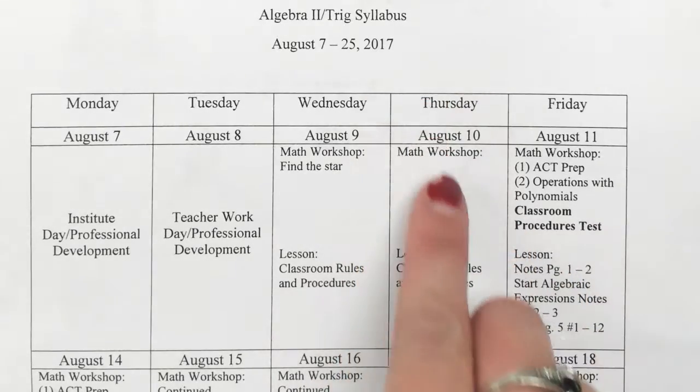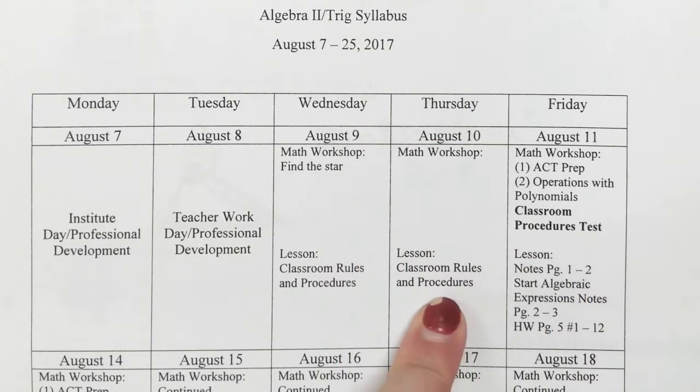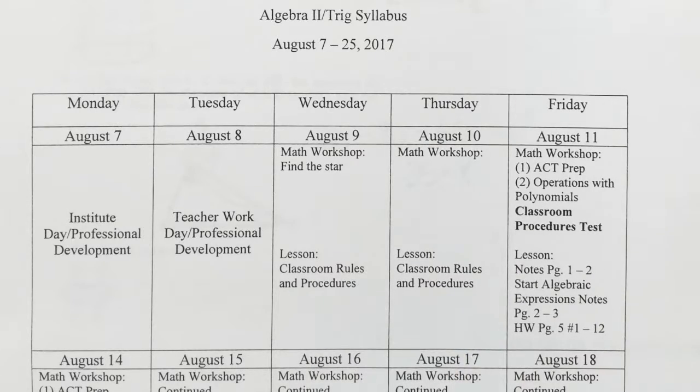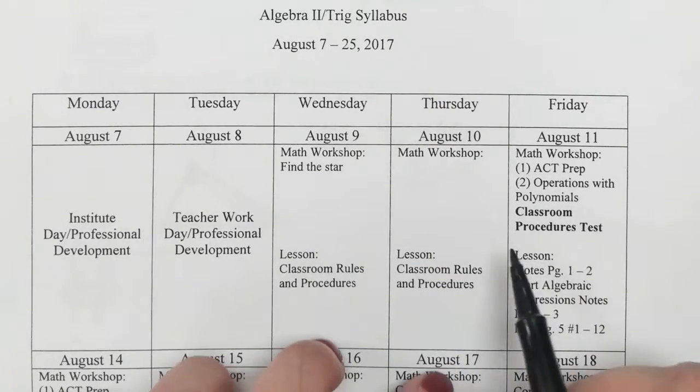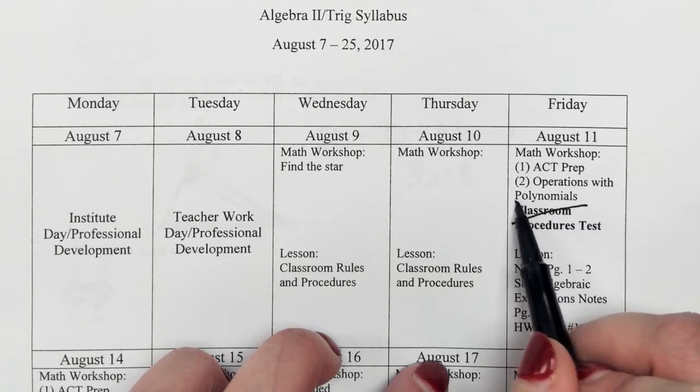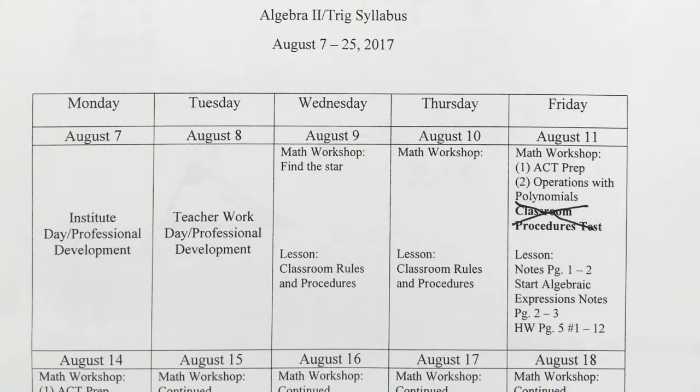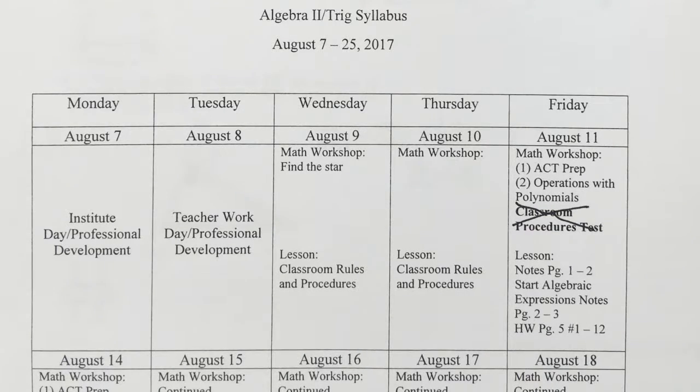Okay, what did we do Thursday? What did we do yesterday? Classroom procedures. We played the Kahoot game, right? All right, today, since we played that Kahoot game yesterday, we are not going to have a classroom procedures test, so you can mark that out. We split one of your other chapters into two. Okay, so what's it say we're going to do today?